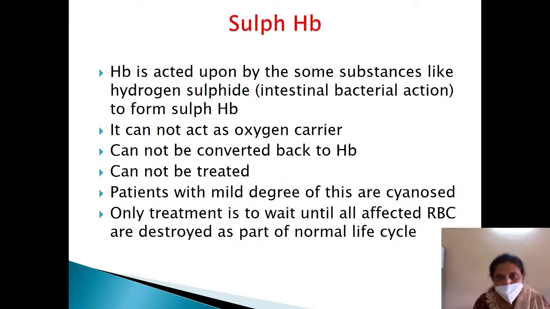This condition cannot be treated as it cannot be converted back to hemoglobin. Once sulfur has been attached to hemoglobin, the treatment is to wait until that particular affected RBC dies as part of its normal life cycle. Patients with a mild degree of this are cyanosed.